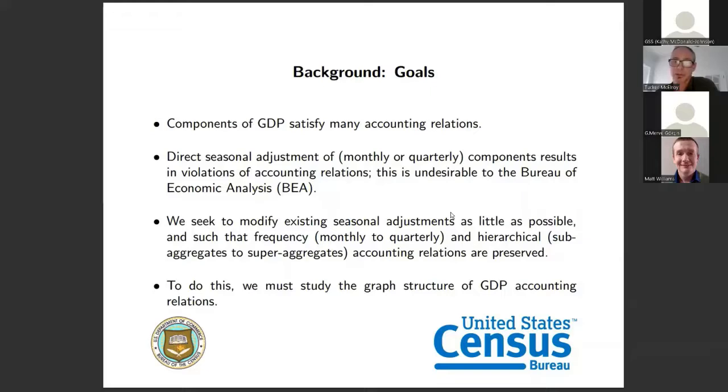accounting relations are preserved. By frequency, there's sort of two parallel hierarchies, one for monthly data, one for quarterly data. And so the 3 monthly values have to add up to the corresponding quarterly value. And so that's a constraint that we also need in addition to this sort of hierarchical set of constraints.